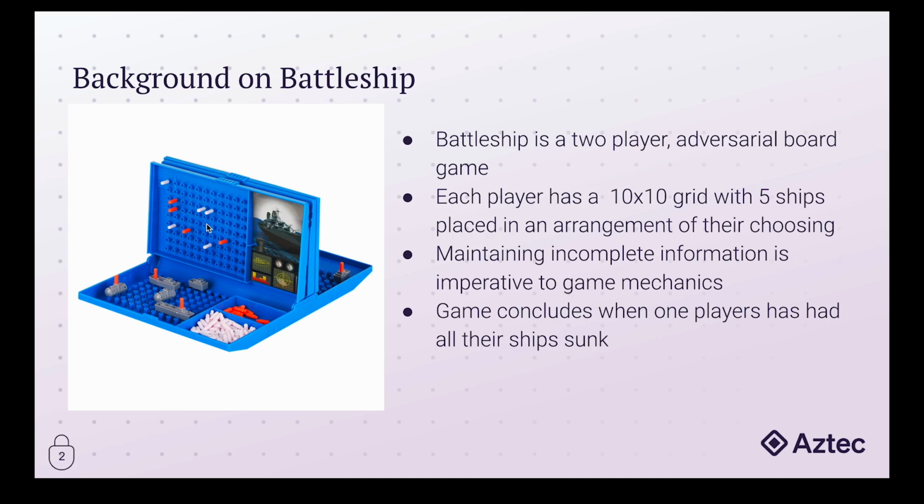But anyways, a red peg will represent a shot, and if it is reported back that you have missed, then a white peg will represent that miss. But you cannot take a second shot at the same coordinate once it's been made. The game concludes when one of the players has sunk all of the other ships.